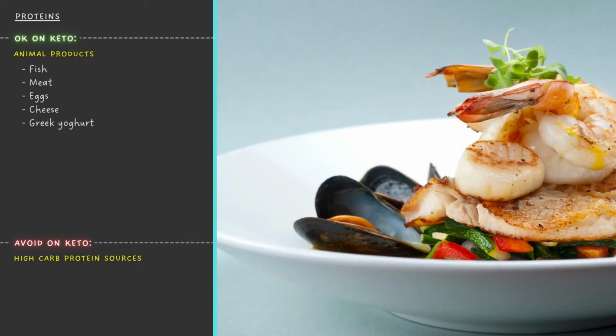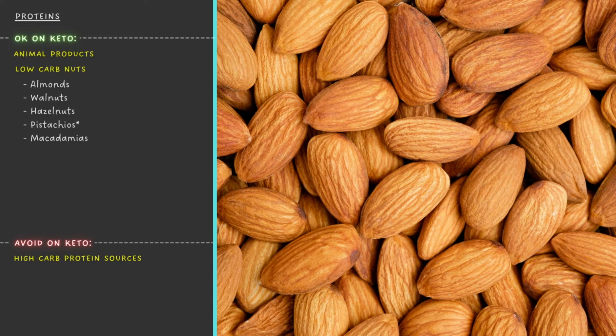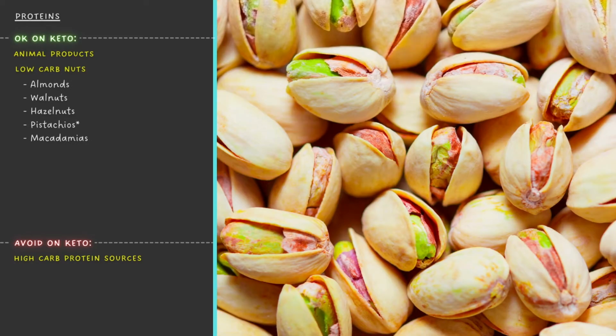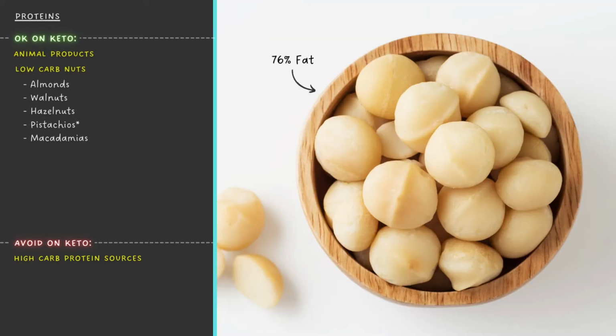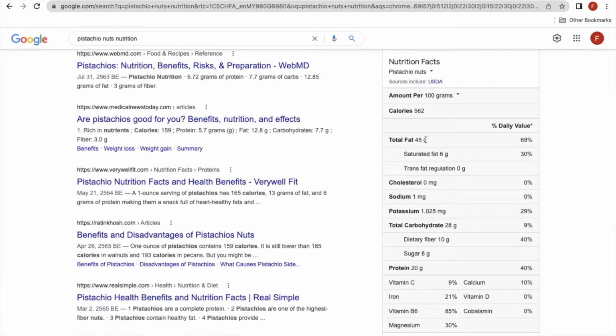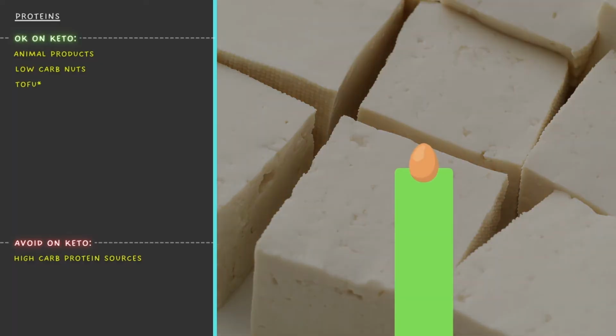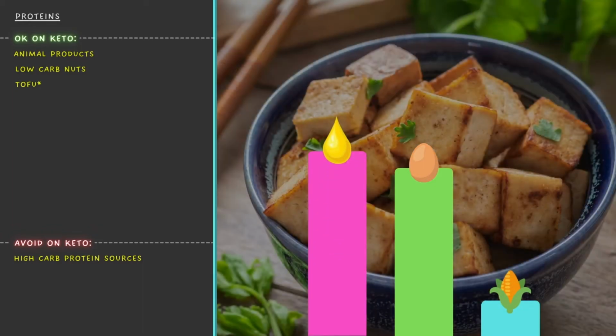So you can eat fish, meat, eggs, cheese, and high-fat natural yogurt. Nuts are also a good source of protein and are really convenient to snack on, so low-carb nuts like almonds, walnuts, hazelnuts, pistachios, and macadamias, which are over 75% fat, are fine to consume. Be aware that some contain a little bit more carb than others, so do your own research and remember that moderation is key. For the vegetarians out there, tofu is a great source of protein and it's very low in carb, but it lacks fat, so make sure you fry it in something like coconut oil.